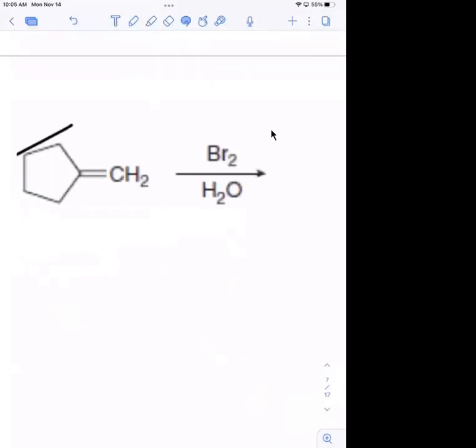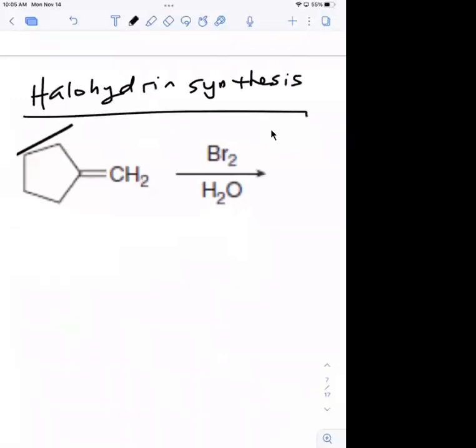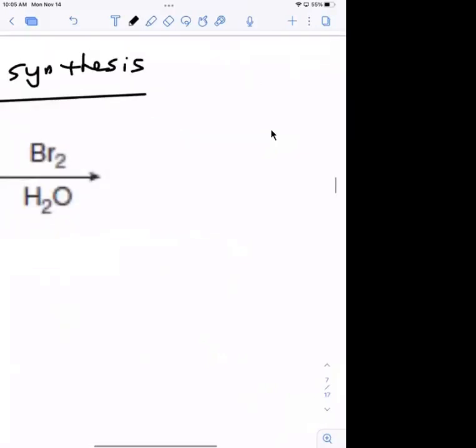All right, so we're gonna take this example. This is an example of halohydrin synthesis. And if you look on that overview handout, it goes through all the different characteristics. This follows the exact same mechanism as halogenation, right? But the outcome is a halo alcohol. So I'm gonna draw the product. So this is the product, right?